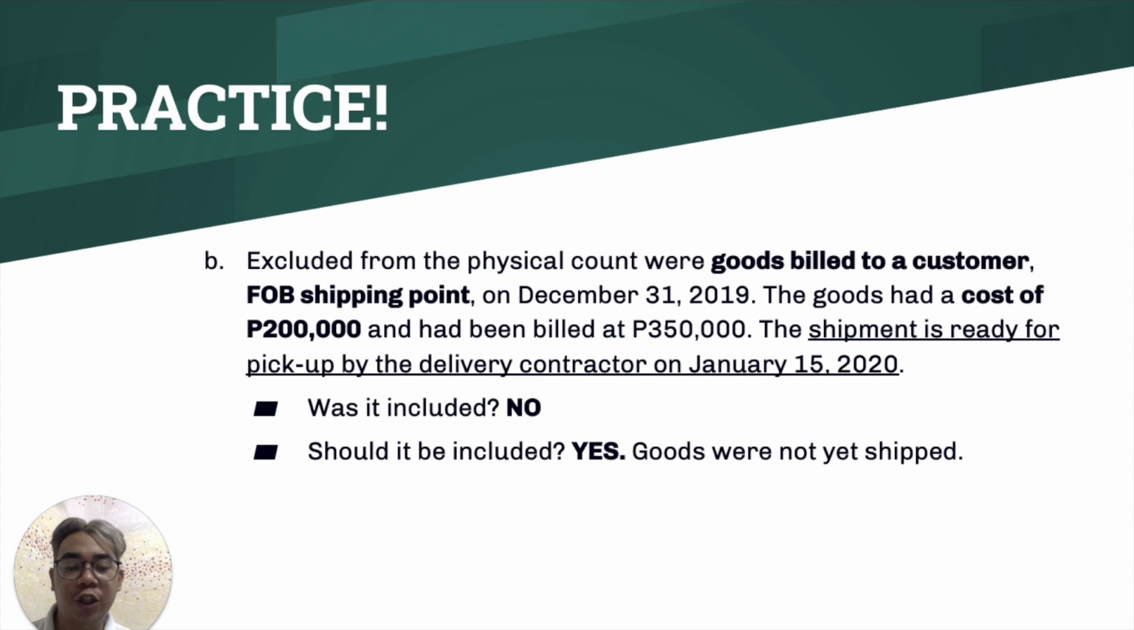Iba ang situation kapag na-ship na to. Pero as of December 31, hindi pa siya nasi-ship. So, atin pa yung inventory. So, should there be an adjustment? Yes, and we need to add. Kasi hindi siya na-include, pero kailangan siyang i-include. So, we add 200,000.